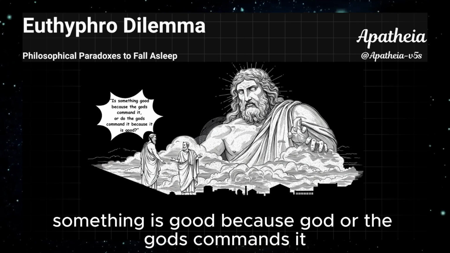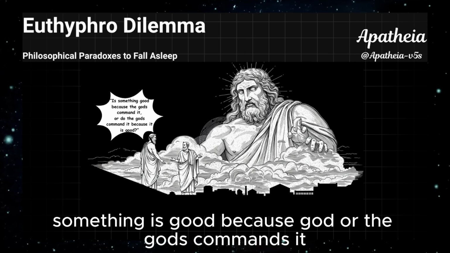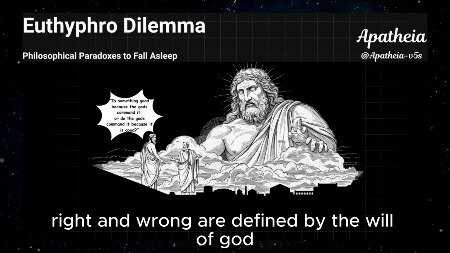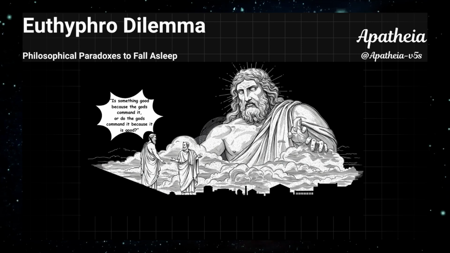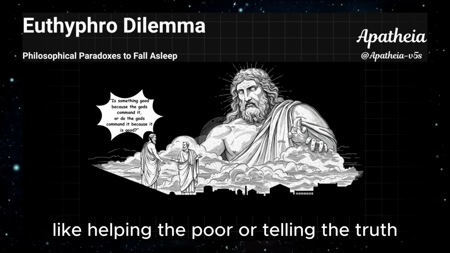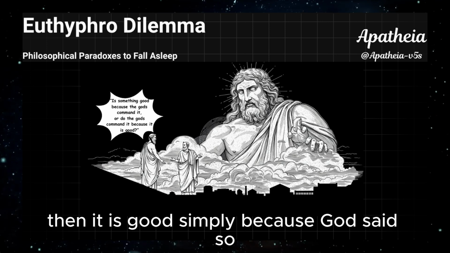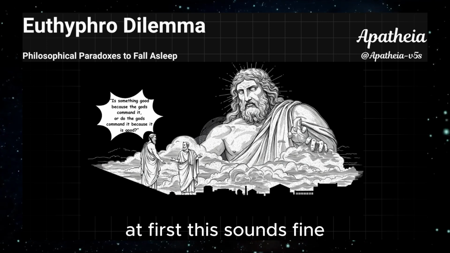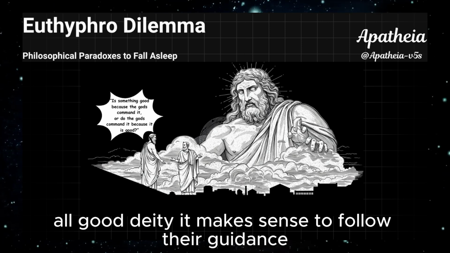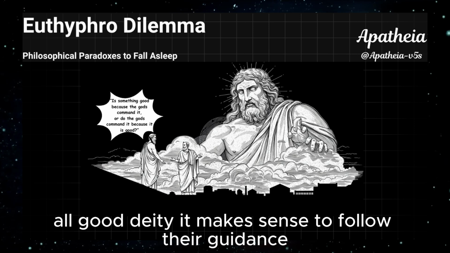Option 1. Something is good because God or the gods commands it. This view is known as divine command theory. It says that moral right and wrong are defined by the will of God. If God says something is good, like helping the poor or telling the truth, then it is good, simply because God said so. At first, this sounds fine. If you believe in an all-knowing, all-good deity, it makes sense to follow their guidance.